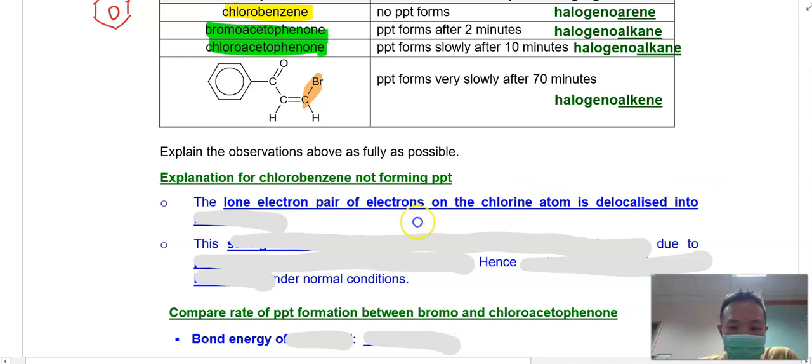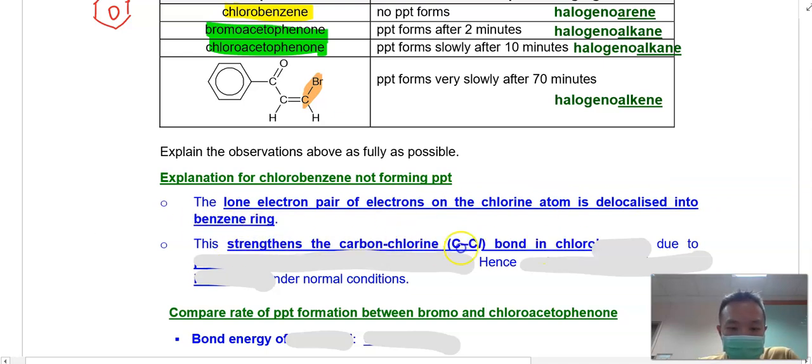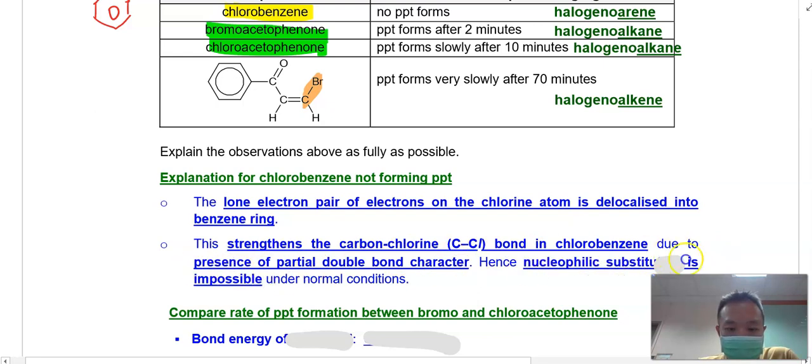This is standard bookwork. Your lone pair of electrons on the chlorine atom is delocalized into the benzene ring. So this strengthens the C–Cl bond in chlorobenzene due to the presence of partial double bond character, and therefore nucleophilic substitution is impossible under normal conditions. Okay, so you can see no precipitate forms.